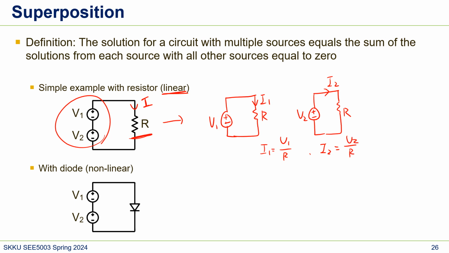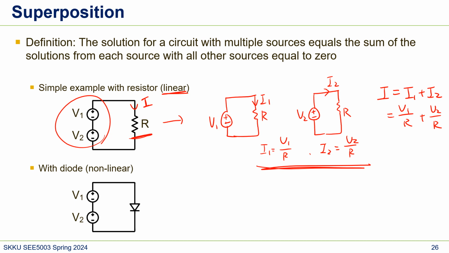And what superposition makes possible is that we can just add this up. So the total I would be I1 plus I2, which is V1 over R plus V2 over R. This is what superposition does, and it is very useful. We will use these properties in circuit analysis. But this is only applicable for linear circuits.